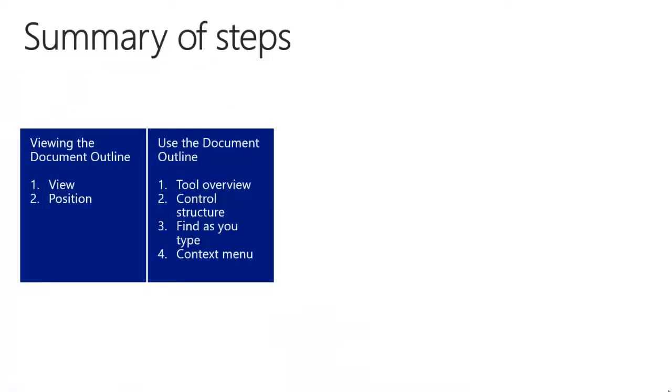To summarize, we saw how to view the document outline, how controls are structured in the document outline, how the document outline synchronizes with the report editor and properties view, how to navigate the tree hierarchy, and finally renaming and deleting from the document outline.